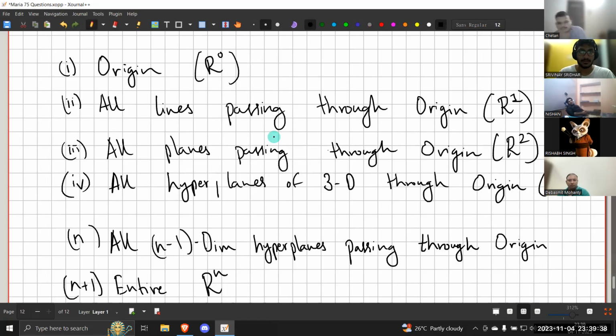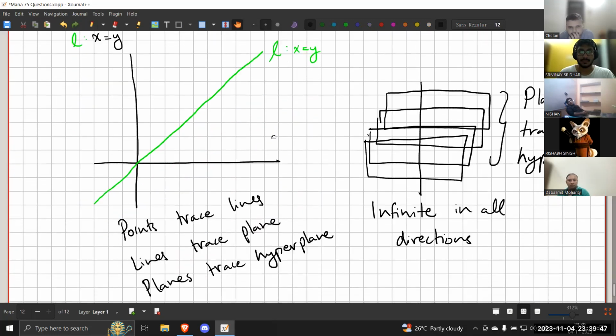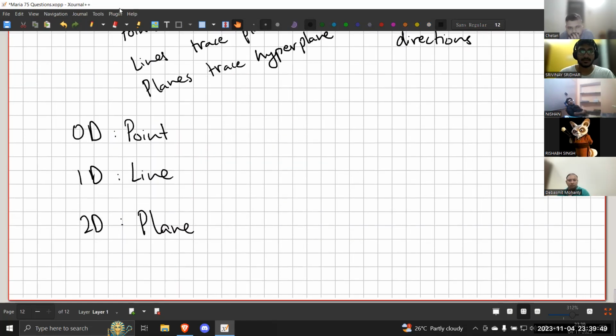This is what I was saying. Yes, Chetan. Okay, so thank you, Nishant, for that. If anyone is not clear with what we just talked about, just cross question, and we'll try to make your concepts clear.